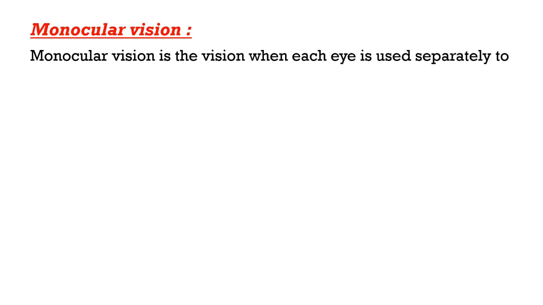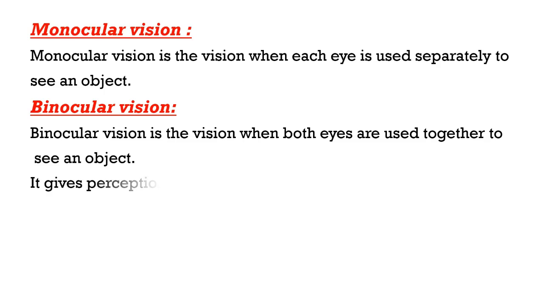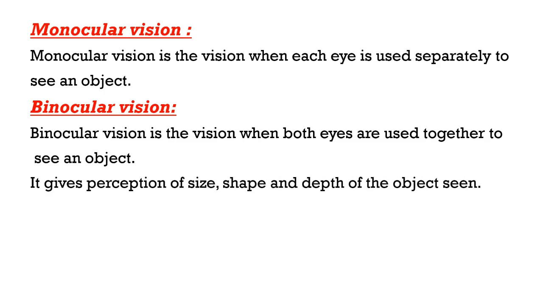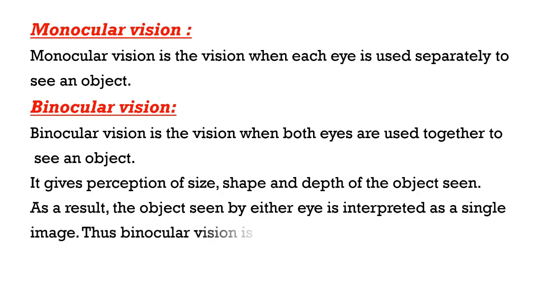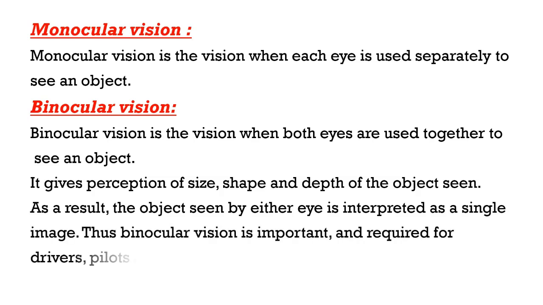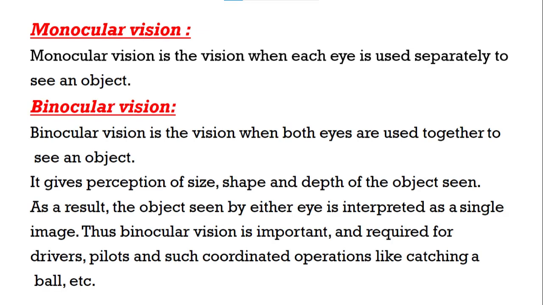Monocular vision. Monocular vision is the vision when each eye is used separately to see an object. Binocular vision. Binocular vision is the vision when both eyes are used together to see an object. It gives perception of size, shape and depth of the object seen. As a result, the object seen by either eye is interpreted as a single image. Thus, binocular vision is important and required for drivers, pilots and such coordinated operations like catching a ball, etc.